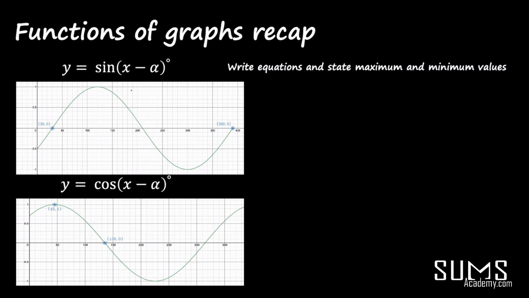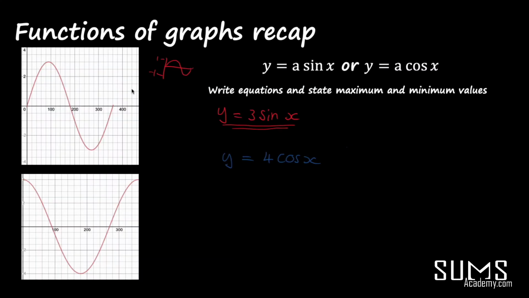So what about these graphs? Sorry, no, we didn't finish this actually. It says, and state the maximum and minimum values. So for number 1, the max value is going to be 3, and the minimum value is going to be -3. And the same for this one here, max is equal to 4, and min is equal to -4.